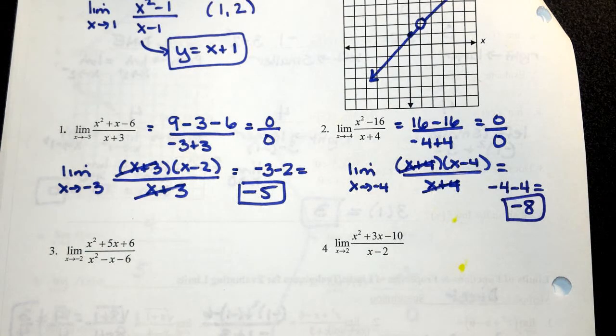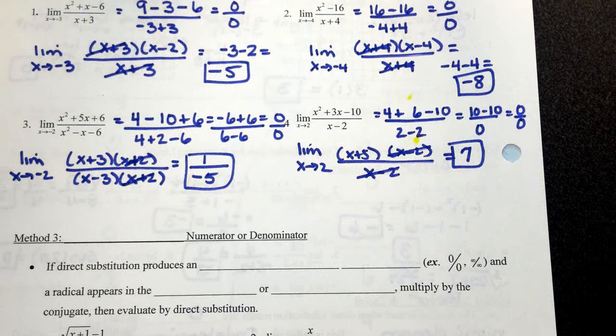So this method will work when you actually have a hole in the graph. So this is when you have a hole in the graph, the limit exists, but I know it's not defined there. Okay? You guys go ahead and try 3 and 4 for me. It's factoring to find a limit. Like I said, notice I still check direct substitution all the time. All right? So any questions on factoring?